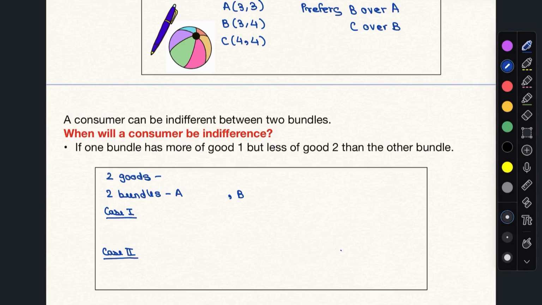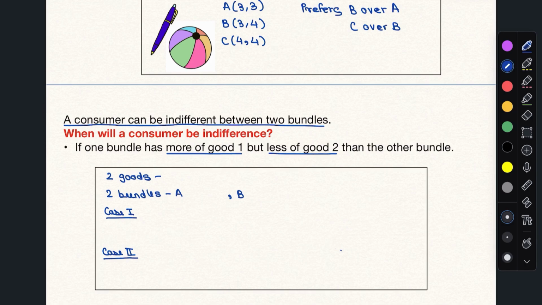While talking about preferences, I had talked about the fact that a consumer can be indifferent between bundles. When will this happen? Given two bundles, if one bundle has more of good 1 but less of good 2 than the other bundle, then a consumer will be indifferent between them.